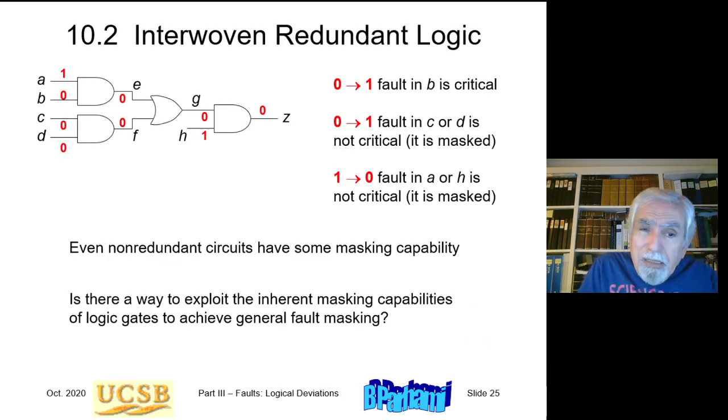Okay, the first idea in masking faults is the idea of interwoven redundant logic. And this idea is quite old, from the 1960s. Because in those days hardware was pretty expensive, this was sort of a curiosity because it involves a lot of redundancy. But now with nanoelectronics, people are taking a new look at this method, because with nanoelectronics, we can afford to have 8-fold, 10-fold redundancy. It won't be very expensive.